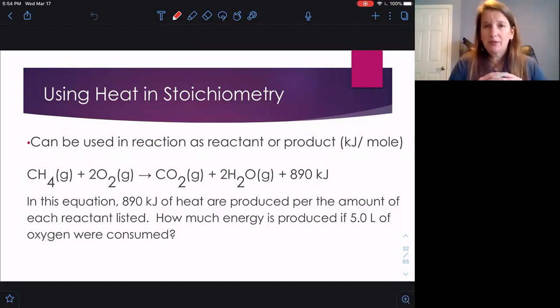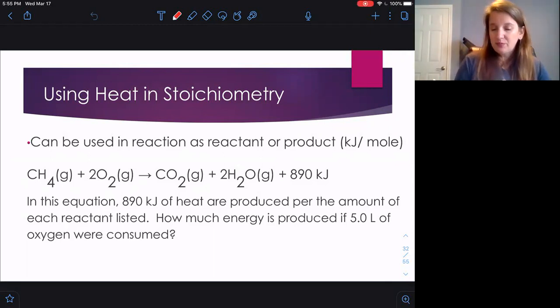We would do our stoichiometry the same way we would do any other stoichiometry problem, and use the heat as a reactant or as a product in our conversion factor. So when you see this question here, 890 kilojoules of heat are produced per the amount of each reactant listed. How much energy is produced if 5 liters of oxygen were consumed? Let's pretend that that says at STP. We're not going to do any kind of crazy gas stoichiometry with this.